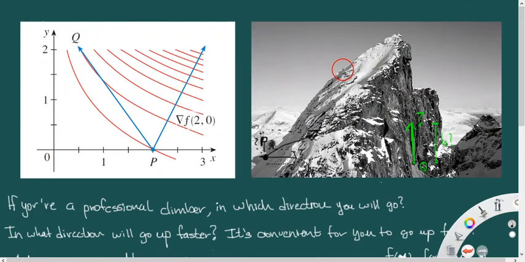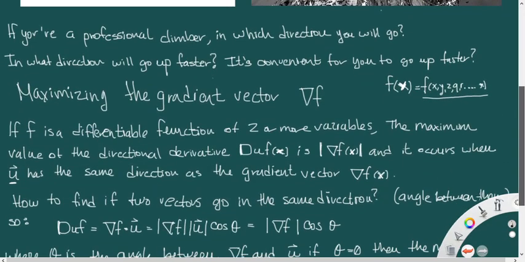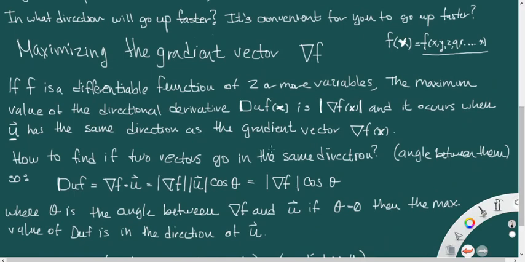So the answer to this question is how to find if the two vectors are going in the same direction. Well, this is an easy one. You already know how to calculate the angle between two vectors. So if you add some additional steps to this formula, you will end up with this: D sub u f is equal to the gradient vector times the unit vector.